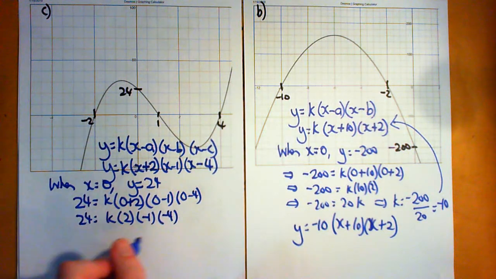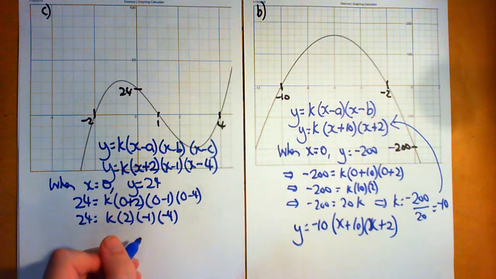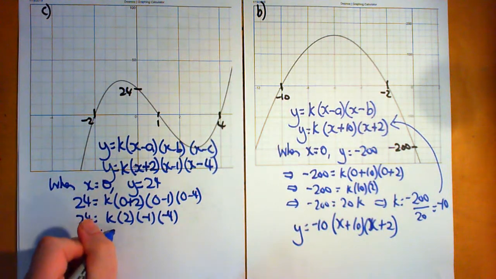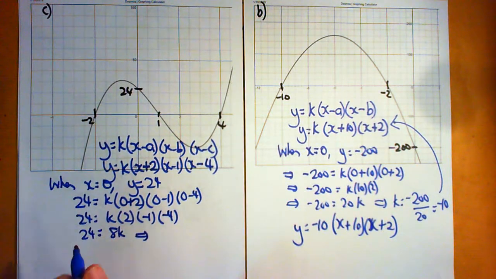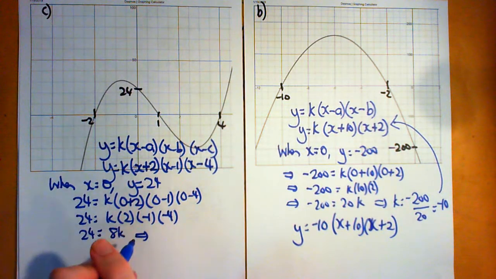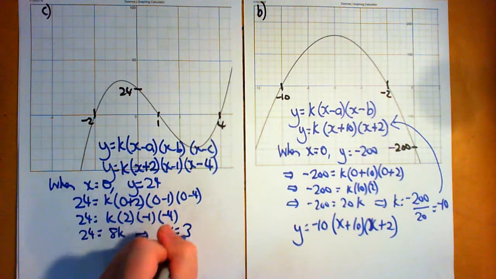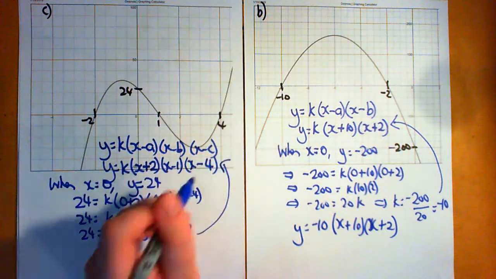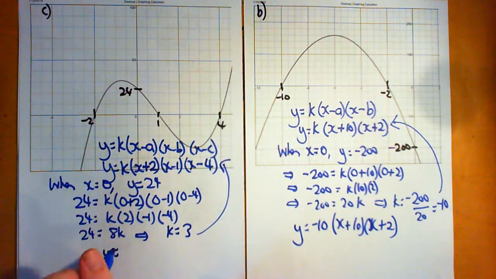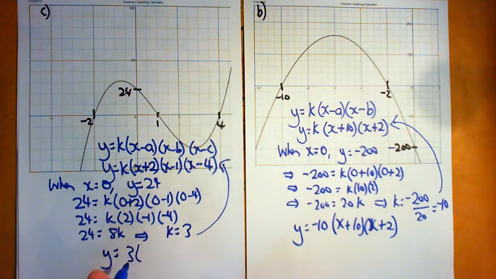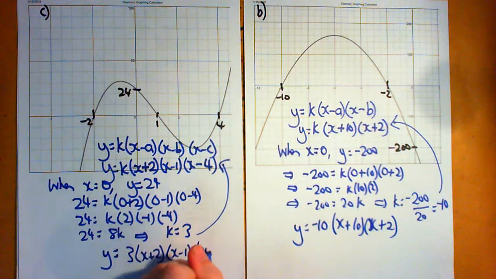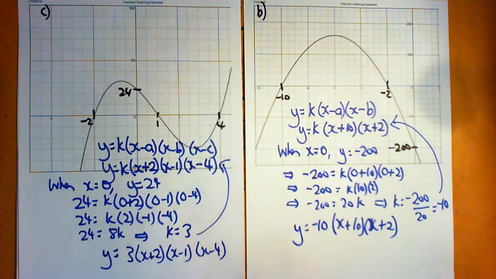And if we multiply those three numbers, we get 2 times -1 times -4 is 8. So 24 equals 8k, and that we can divide by 8 to get k equals 3. Okay, so if k equals 3, we can put that back into this line, which gives us y equals 3 times (x + 2)(x - 1)(x - 4). Okay, great. So we've got the equation of that cubic.